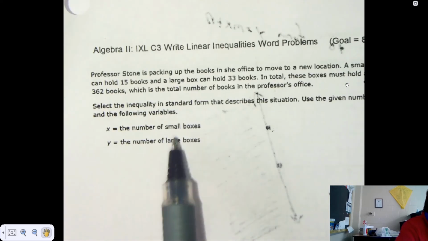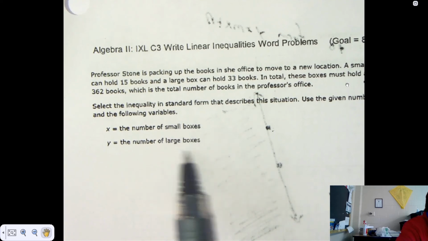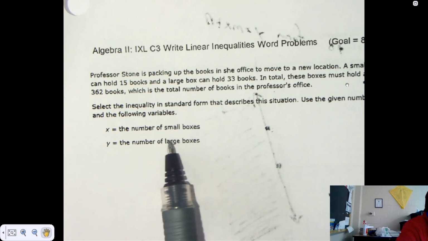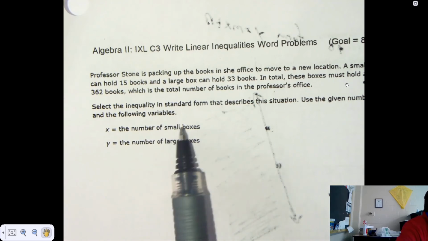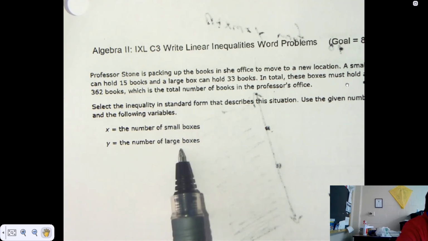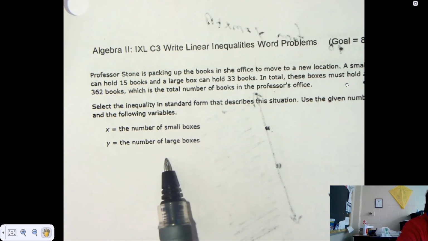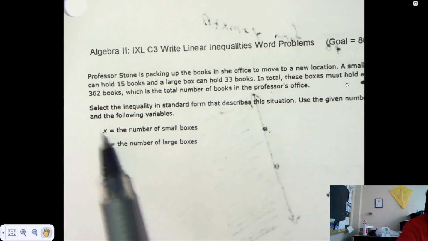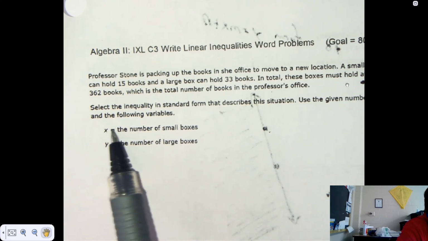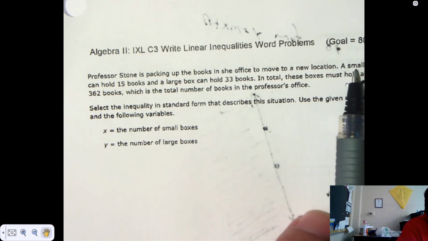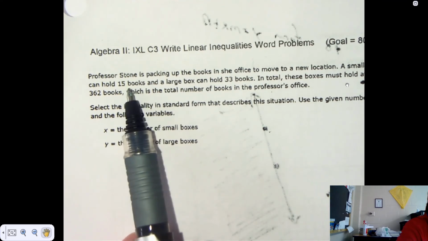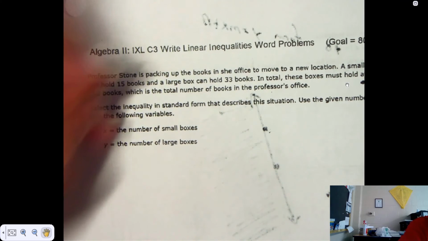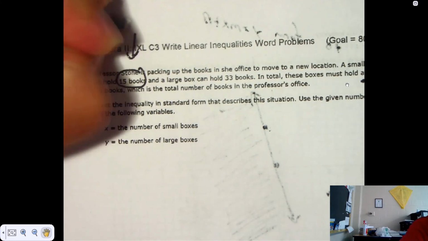So what they're doing is they're calling X small boxes and they're calling Y large boxes. Almost every equation is set up the same. You call something X, you call something Y. If there's a third thing, you call it Z, whatever. But then you just put a number out in front of it that describes X. When I talk about X being the small boxes, what's something that might describe it? 15. It holds 15 books. So I kind of see that and I think, okay, 15X.